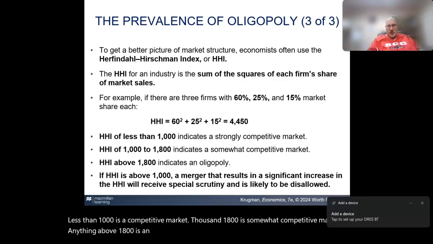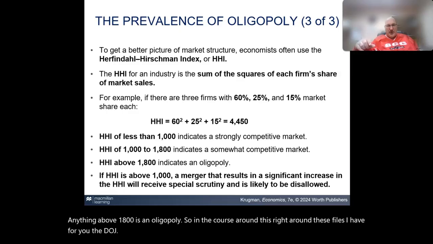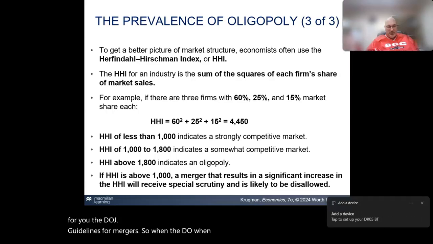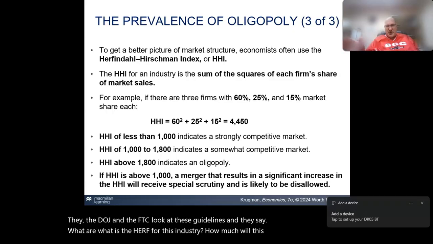So in the course, right around these files, I have for you the DOJ guidelines for mergers. So when two oligopolies or two firms, period, want to merge, the DOJ and the FTC look at these guidelines and they say, well, what is the HERF for this industry? How much will this increase the concentration, et cetera, et cetera.